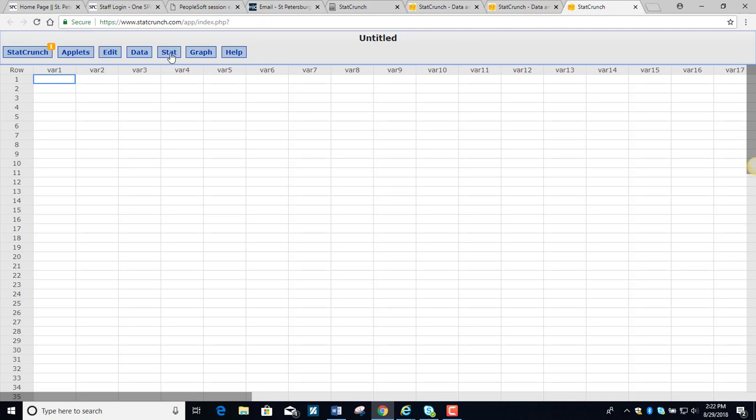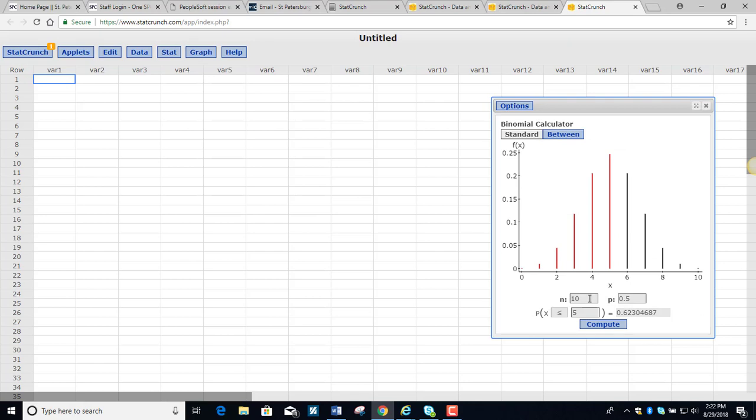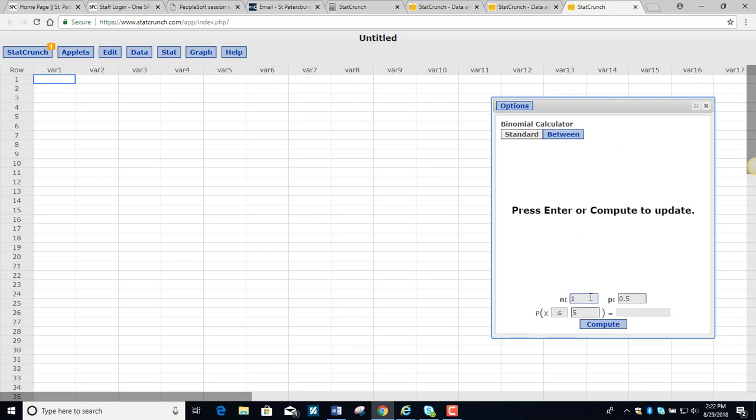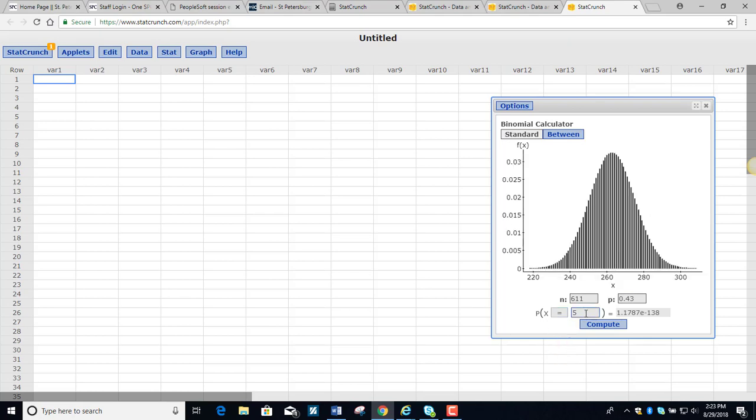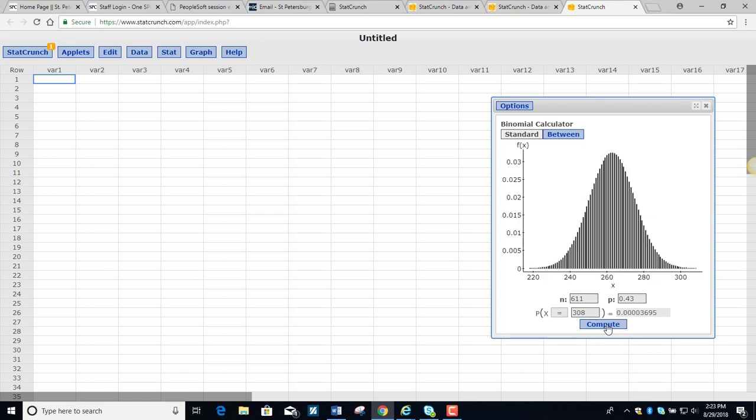So what I'm going to do now is go to Stat, Calculator, Binomial, and I need my sample size, which if you remember from the problem was 611. And we said 43% of the voters voted for the winning candidate, and we want to know what's the probability that we have exactly 308 voters in our sample of 611 that voted for the candidate. And there's my probability, quite small, 0.1234 zeros and then a 4, so quite small.